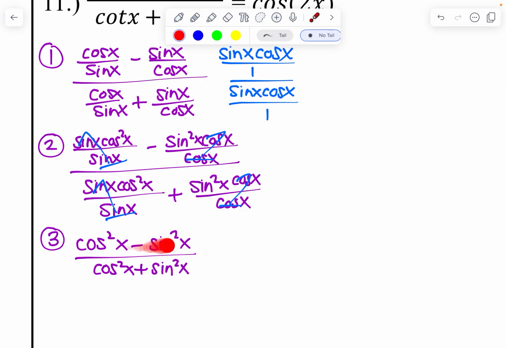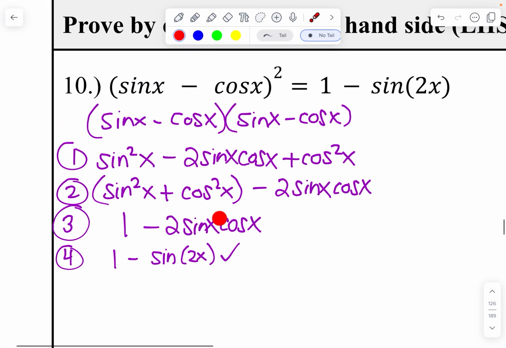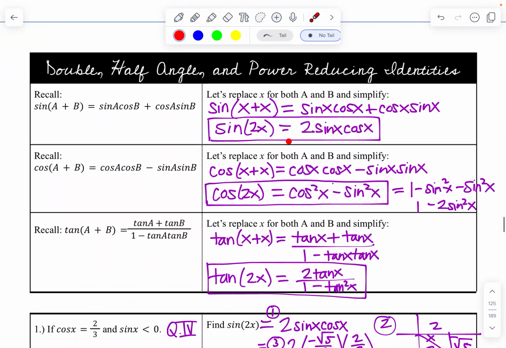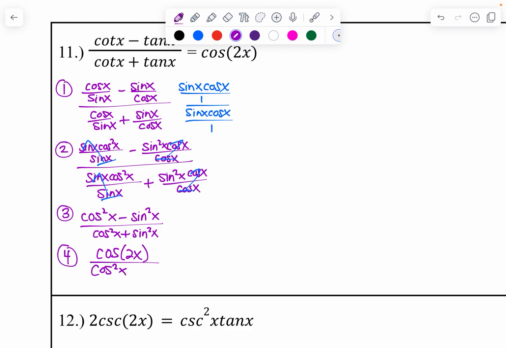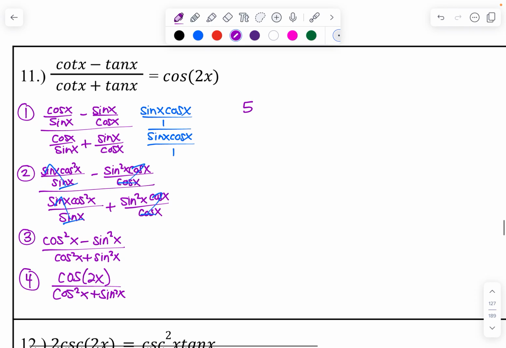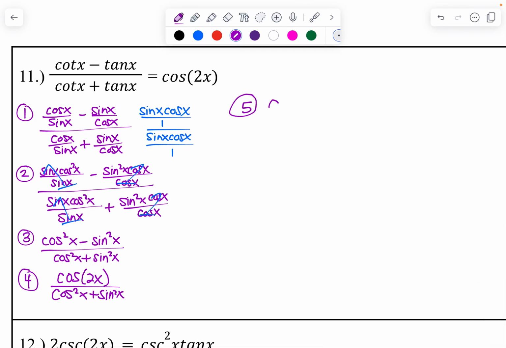Well, here in the numerator, cosine squared x minus sine squared x, let's go back and take a look at our formulas. That is the cosine of 2x. Cosine of 2x equals cosine squared x minus sine squared x. So we can replace the numerator with cosine of 2x. And then the denominator, we've got cosine squared x plus sine squared of x, which we know equals 1. So we really just have cosine of 2x as we were supposed to get.